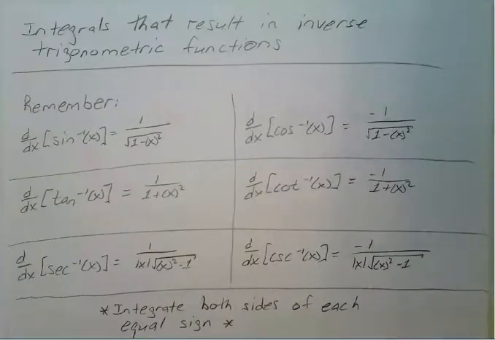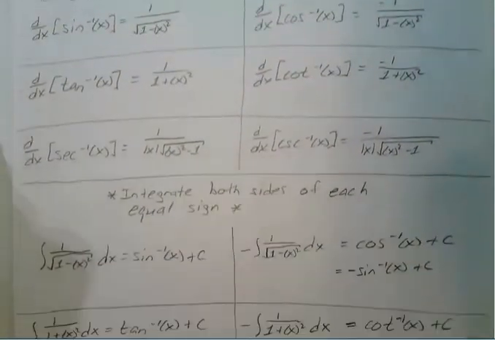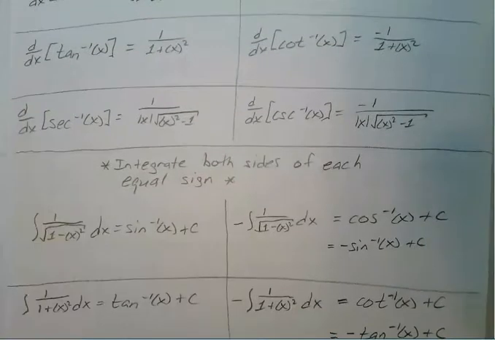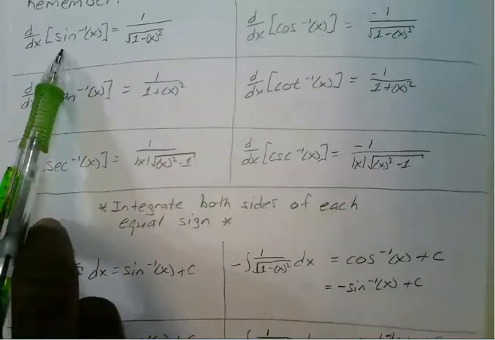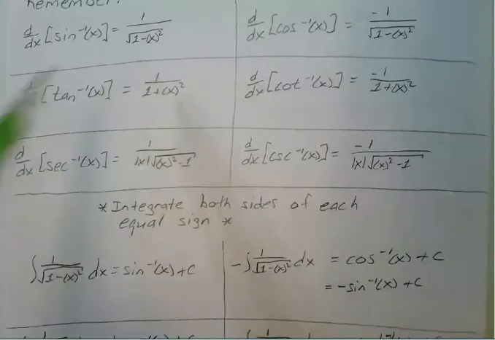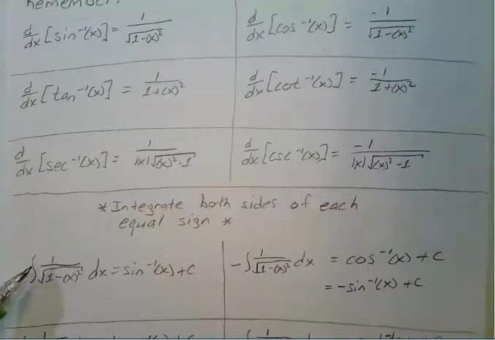Now we're going to look at what happens when we integrate both sides. I'm going to leave this up here so this shows. If we integrate both sides of this equal sign, of course the derivative cancels out, and we end up with the integral of 1 over the square root of 1 minus x squared with respect to x is equal to sine inverse of x plus c.